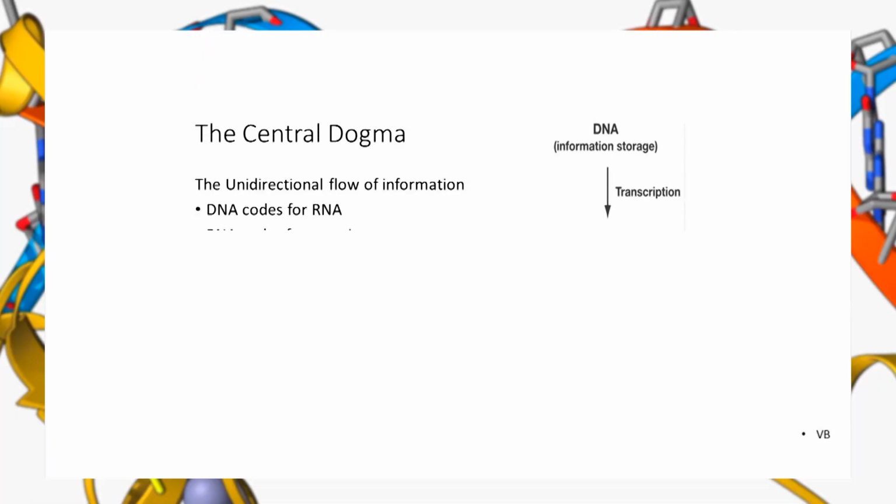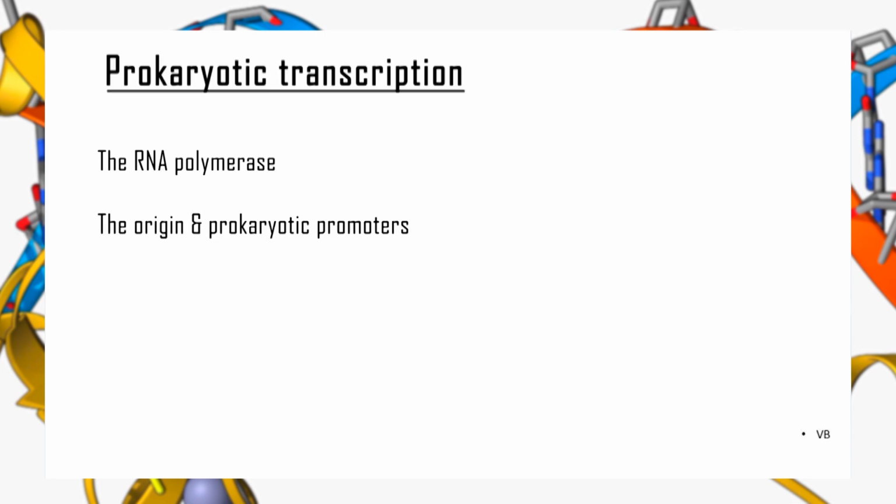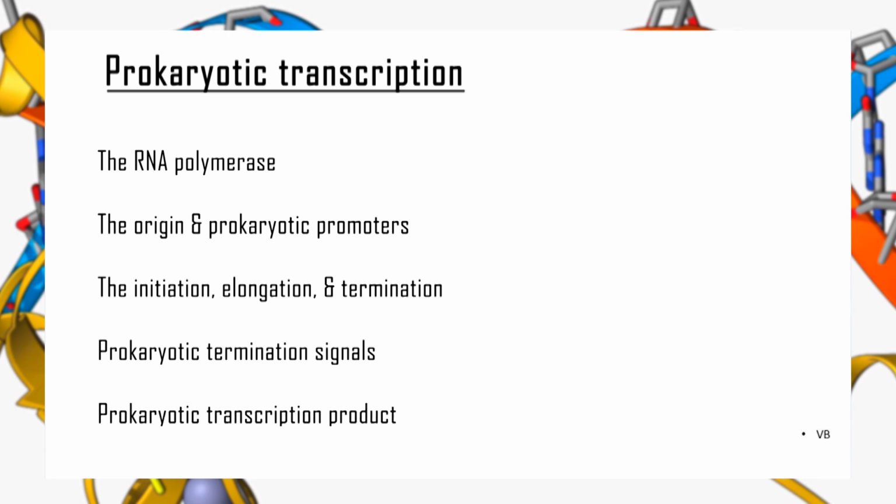You can see very clearly in this flow diagram the central dogma: the DNA codes for RNA and RNA codes for protein. So, first we will take prokaryotic transcription: the RNA polymerase, the origin and prokaryotic promoters, the initiation, elongation and termination. Then prokaryotic termination signals and the prokaryotic transcription product.